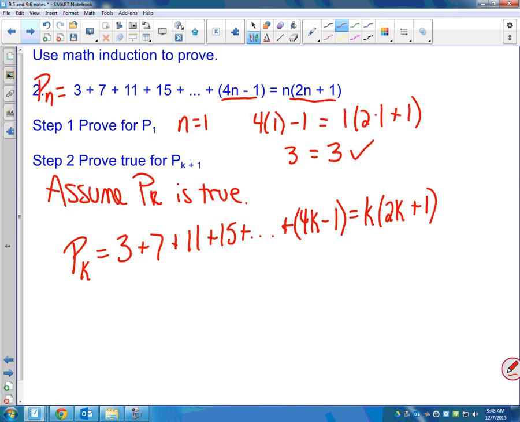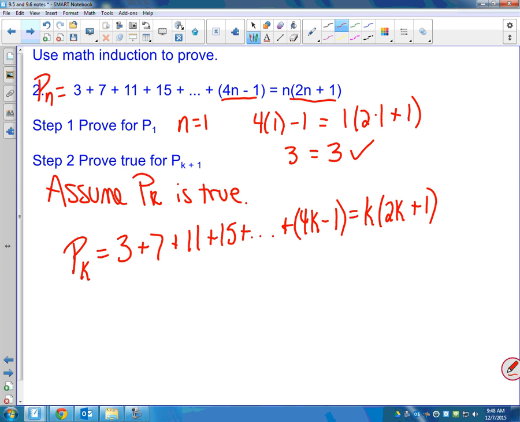We're saying that's true, right? 1 is true, so some number bigger than 1 is also true. If you remember indirect proofs from geometry, you assume the opposite's true. So the word assume comes up a lot in proofs. What we want to do is prove that p sub k plus 1 is true.